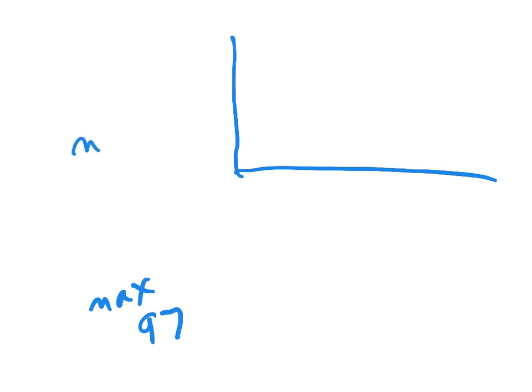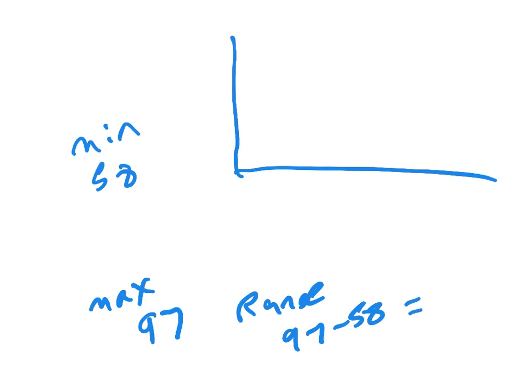What was our min? 58. So if I'm doing this for myself, I'm going to do the range, which was 97 minus 58, and that is how much? 39. And I'm going to ask myself, how many bins could I get out of 39?